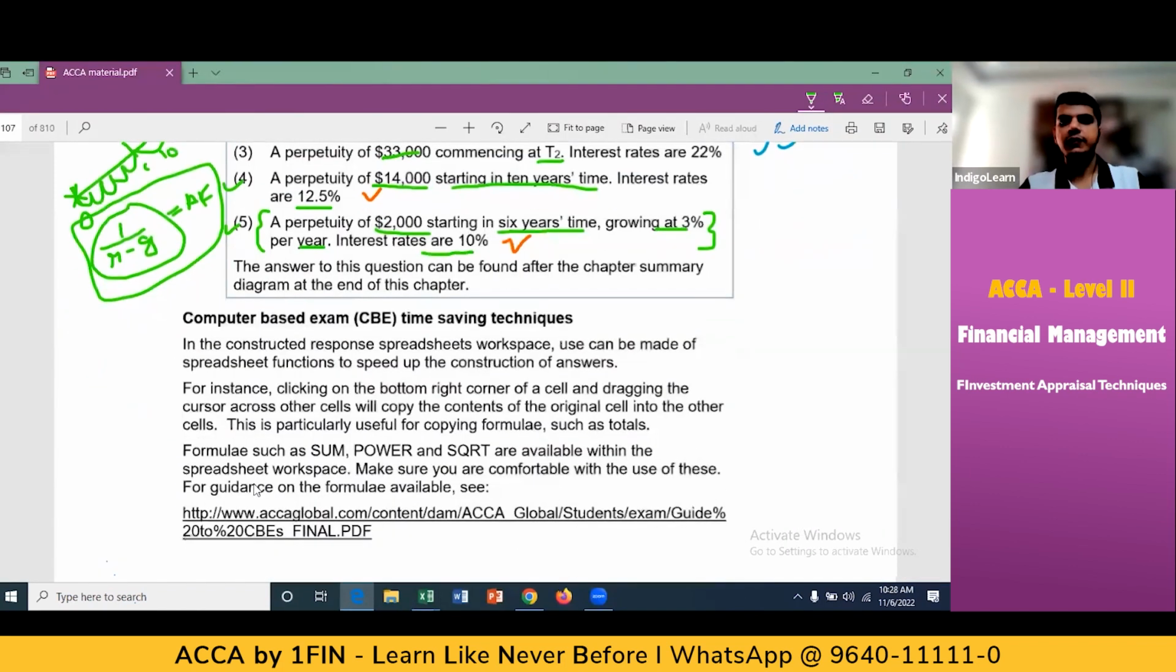Okay. So what is next is computer based exam time saving techniques. Obviously you will be given Excel also. In any case, whatever we are doing in Excel, I always show you the formula also. If you need any help with a formula, if you have not tracked it when I am working on the spreadsheet, you can just ask right now anytime. Also pay attention while using the formulas in Excel. It is written in the constructed response spreadsheet workspace: use can be made of spreadsheet functions to speed up the calculation. Some Power and SQRT functions are available within the spreadsheet workspace. Make sure you're comfortable with it.